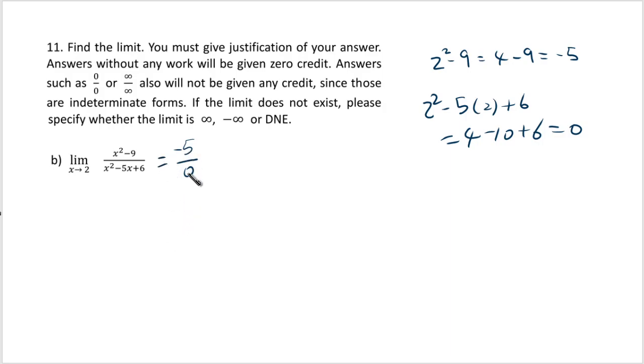Okay, so you get negative 5 over 0. In this case, it's not an indeterminate form. It actually means that while the top gets closer and closer to negative 5, the bottom becomes close to 0. And when you divide a finite number by something that's very, very close to 0, it becomes very large. So it's going to be like positive infinity or negative infinity. So in that case, the limit does not exist. Okay? So in this case, the limit does not exist.